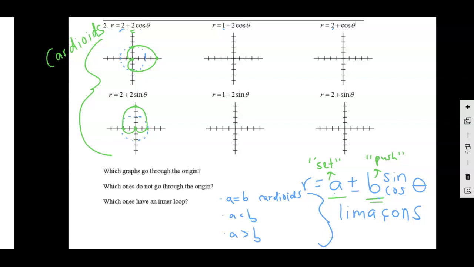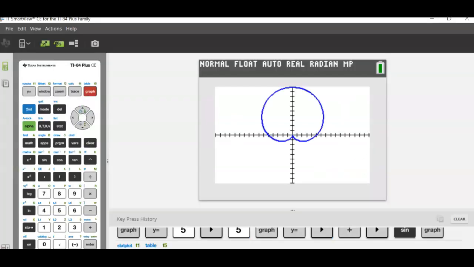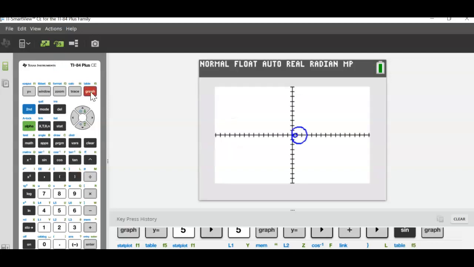What happens if I set it out 1 and then end up pushing it back 2 units? Let's go look at this one. 1 plus 2 cosine theta. Let's go back to this guy, clear that out. I've got 1 plus 2 cosine theta. Remember, we're going to set it out 1, but I'm going to end up pushing it backwards 2. Let's look at this. And here we go.